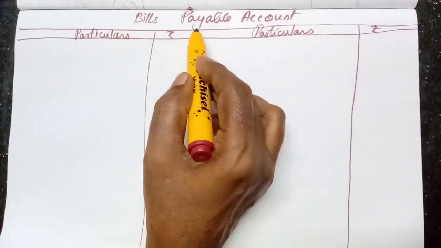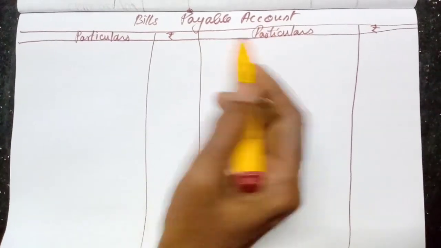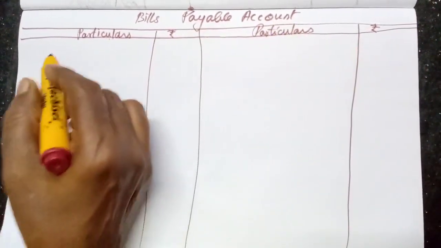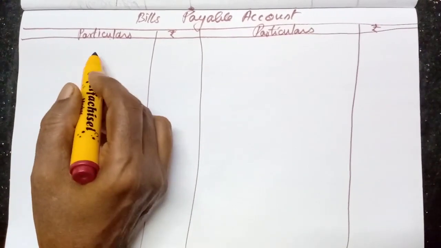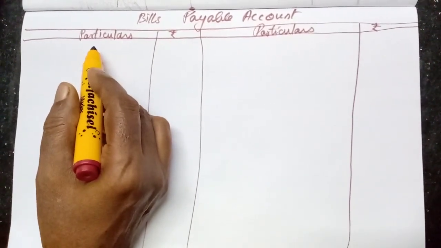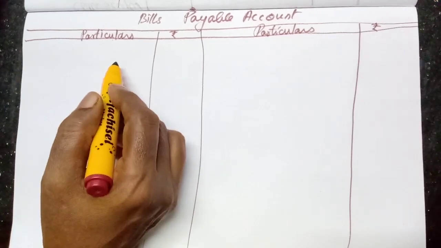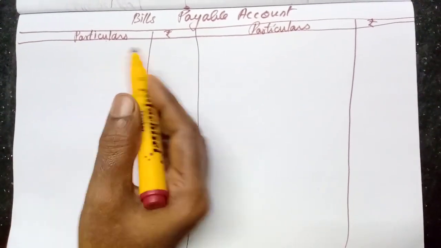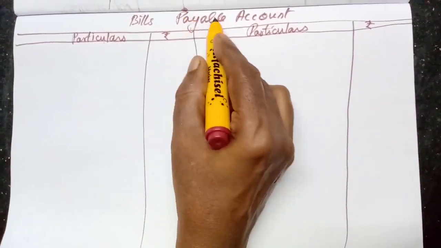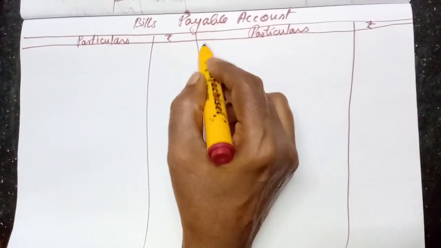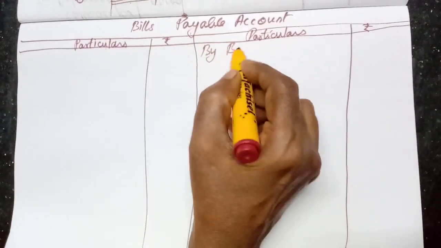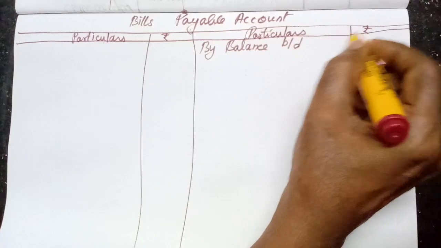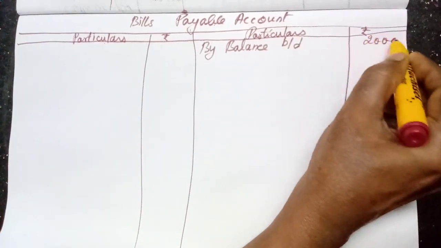Now we have to prepare the bills payable account. Bills payable account, then particulars, rupees, particulars, rupees. Then you have to start from the beginning. Debtors already over, bills receivable also over, creditors the next account. Now the last one, bills payable. Opening: bills payable always shows credit. So by balance brought down 2,000.